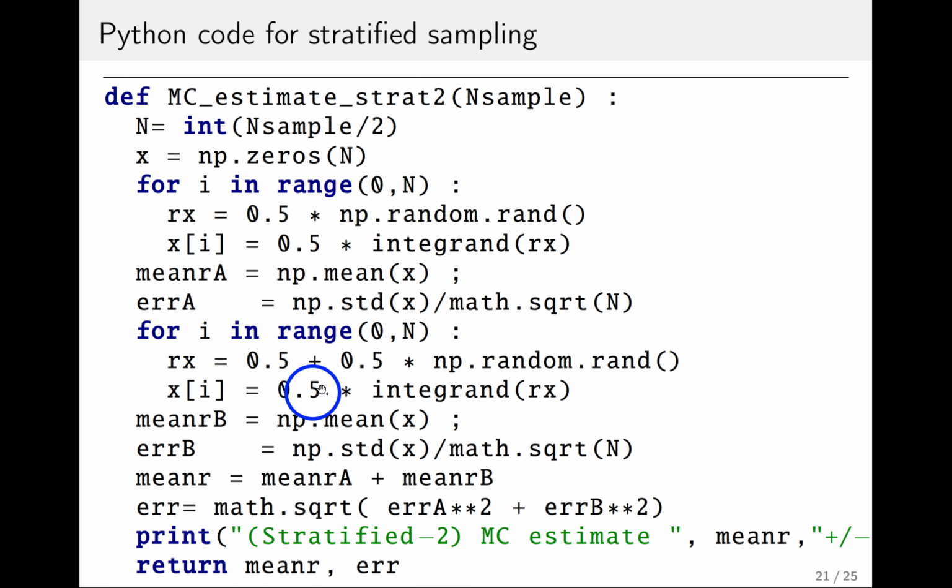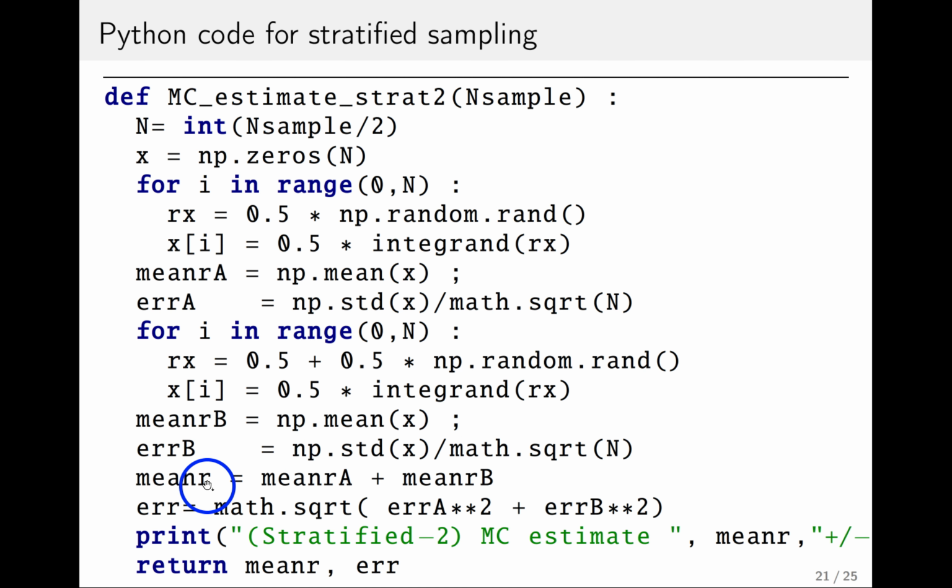So here we store the vector. Then this half thing is the normalization factor I mentioned on the first couple of slides, because we're doing random numbers between a half and 1. We have to also adjust the normalization a bit. And so we can take the mean of these vectors and then compute the error.